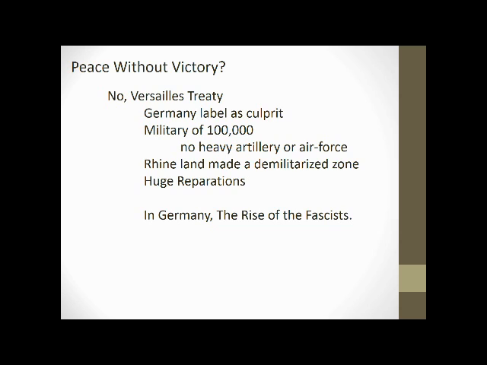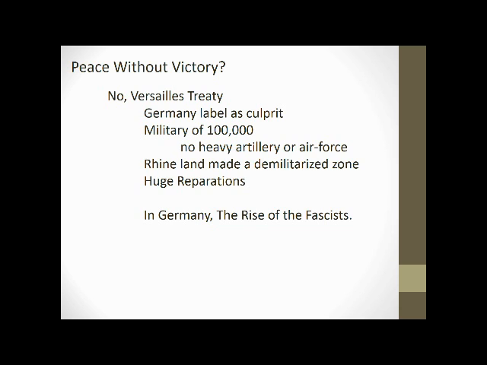The Rhineland, which borders France, was made a demilitarized zone because the French were concerned about them using it as a staging ground for a future invasion. And they were given huge reparation payments to pay for the Allies' debt from the war. They also had their colonies stripped from them. This situation leaves Germany a very defeated place.